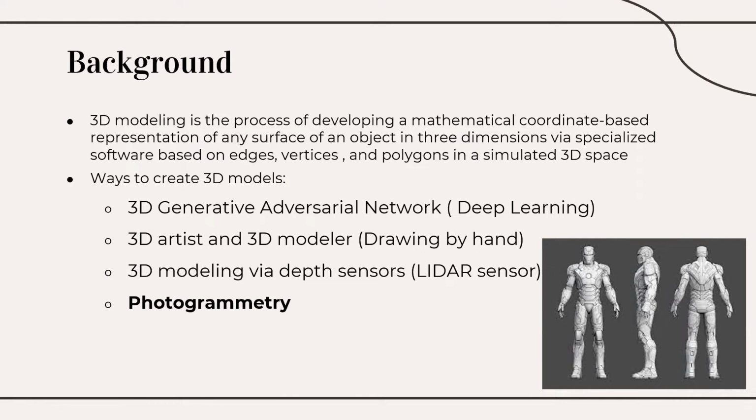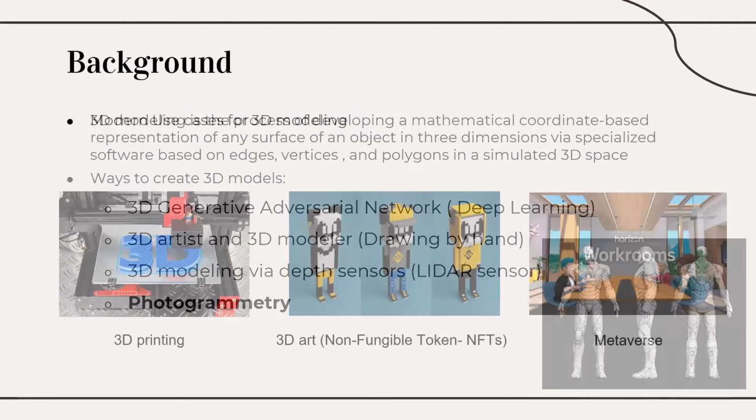There are many ways to generate 3D models, such as through deep learning, where we use 3D generative adversarial networks to generate the model, or we can call upon 3D artists and 3D modelers to draw the 3D model by hand, and also 3D modeling via depth sensors such as LiDAR sensors and true depth sensors available on modern smartphones. And lastly is a technique which we'll be focusing on today, which is called photogrammetry.